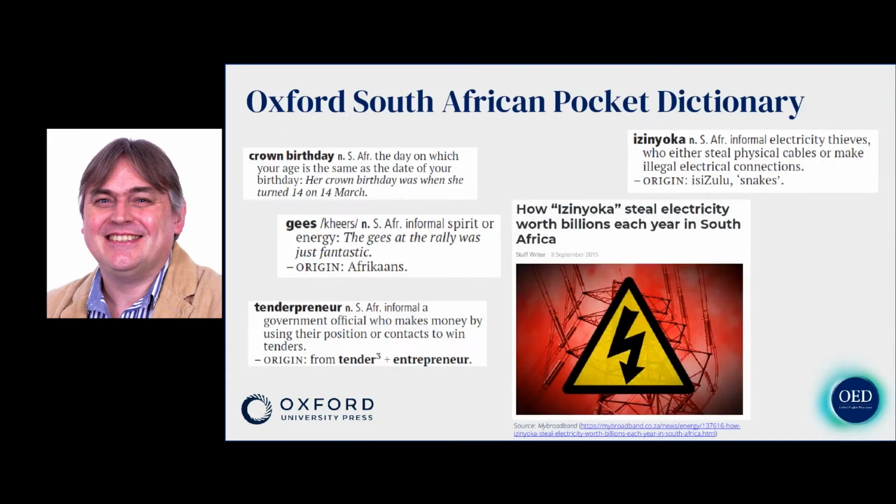And just to then illustrate a few of the words that I've mentioned on the previous slide, crown birthday is a very interesting South African tradition. It's the day on which your age is the same as the date of your birthday, and it's celebrated quite widely here in the Western Cape, where I'm speaking to you from, in South Africa, around and about Cape Town especially. But then there are also the less pleasant things like the Izinyoka, the people who either steal physical cables or make illegal electrical connections. And that comes from the isiZulu word for snakes.